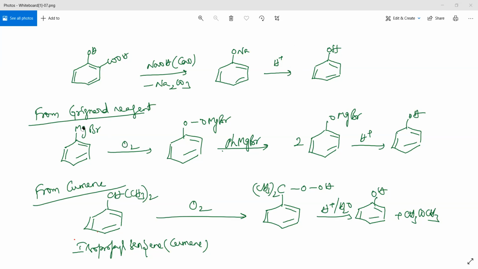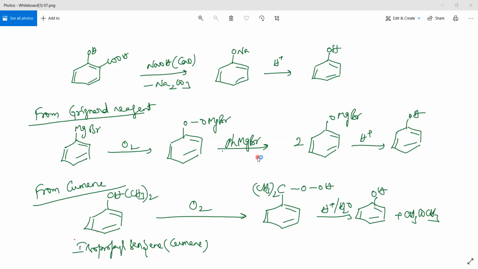Similarly, from Grignard reagent, this oxygen molecule O2 is inserted here. Then with one more phenyl magnesium bromide, you will get 2 moles of this. These 2 moles, when treated with H plus, finally give phenol.